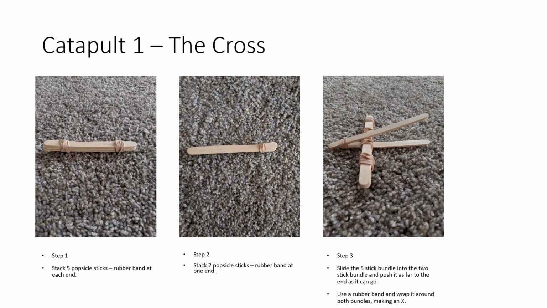Your second step is going to be getting 2 popsicle sticks, rubber band only at one end, leave the other end open. And step number 3 is going to be to make an alligator mouth by sliding the stack of 5 into the open end of the stack of 2. And you're going to want to try and get that as far back as you can, and once you have it there, secure it with your rubber band by making an X shape.